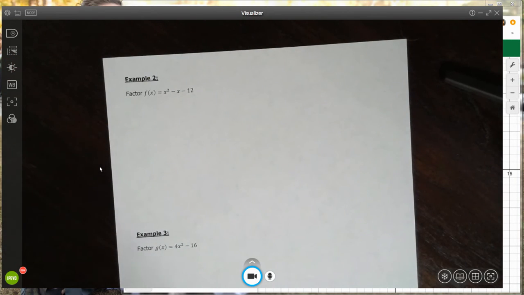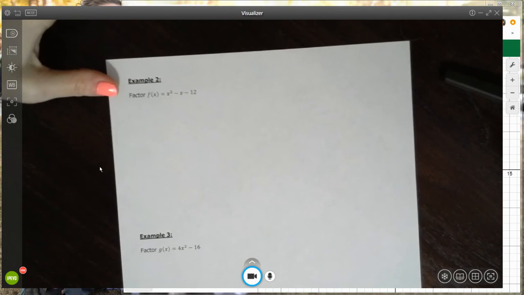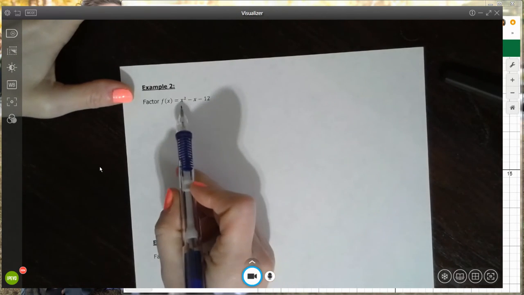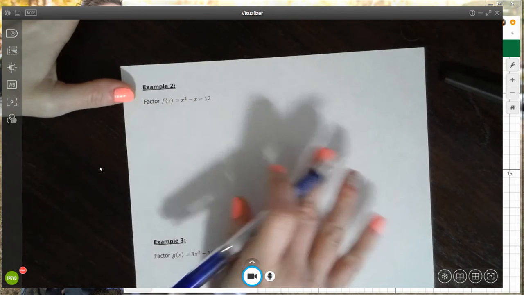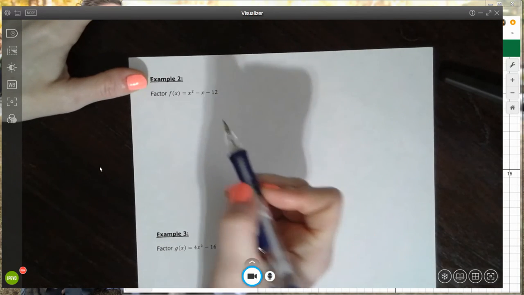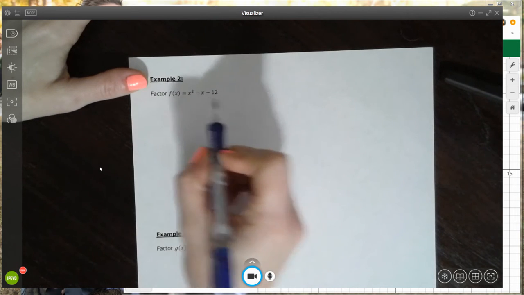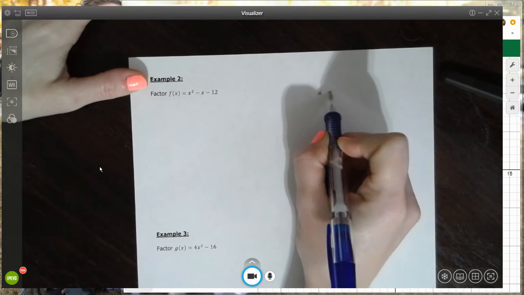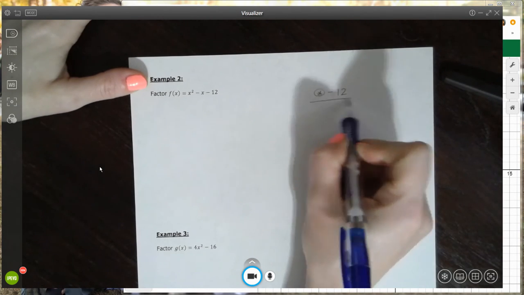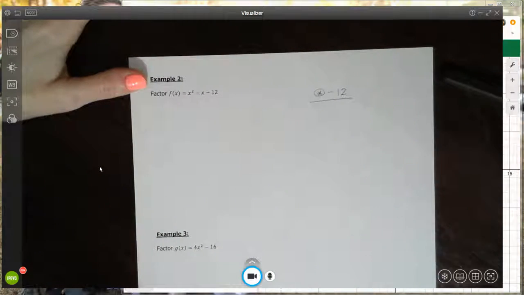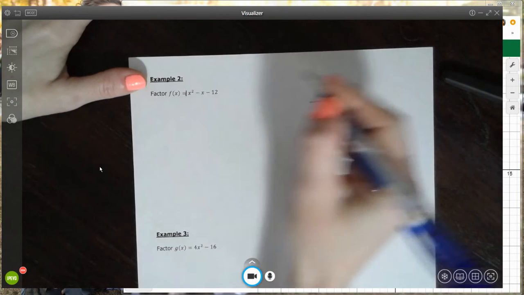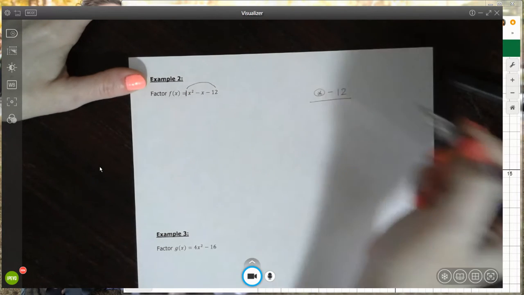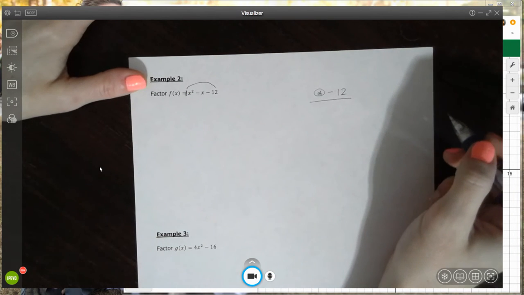So the next example, we've got x squared minus x minus 12. So we're going to go ahead and multiply to make negative 12. The only reason I'm not doing anything else is because technically this is a 1. So I did 1 times 12, negative 12, which still gives me negative 12.